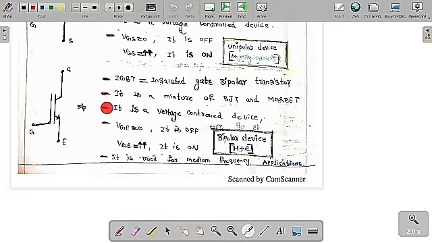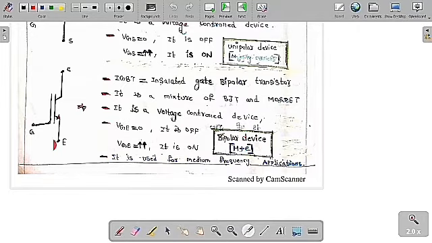So now we will discuss the IGBT. The full form of IGBT is insulated gate bipolar transistor. It is a combination of both BJT and MOSFET. You can see clearly this is the gate, this is the collector and this is the emitter. These two come from the BJT, but this one comes from the MOSFET. So it is a mixture of both BJT and MOSFET.